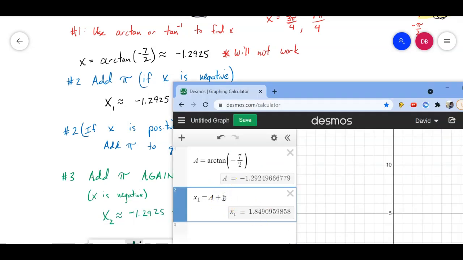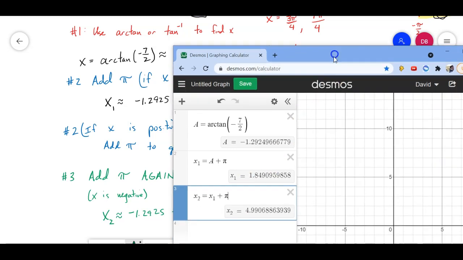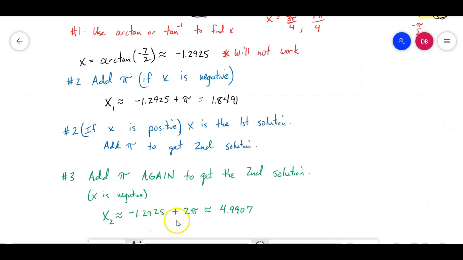I'll just write x2 is equal to x1, the first one, plus another pi. And we get 4.9907 roughly. So there are the two solutions in this case. There's the first one, there's the second one. Let's graph it on Desmos.